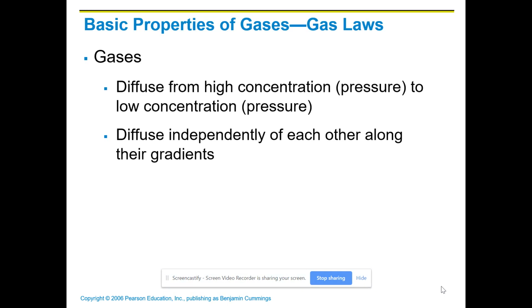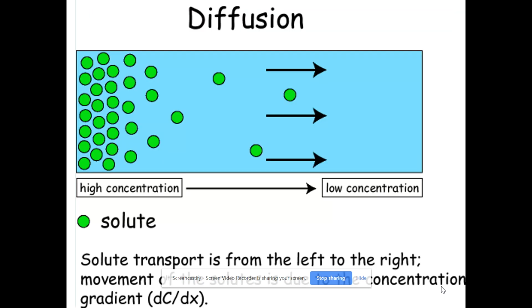Another property of air and gases is that gases move, they diffuse. Diffusion always only happens in one direction. It happens from high concentration to low concentration, or from high pressure to low pressure. Gases diffuse independently of each other along their own gradients. So in this case here, diffusion is moving from high concentration to low concentration.